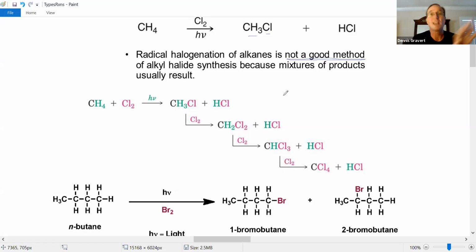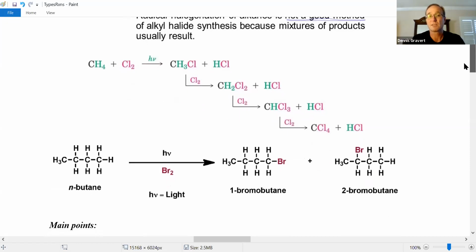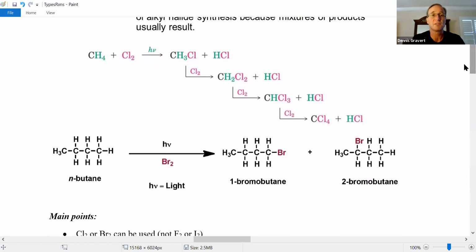All right, so this is not a good reaction to do in the lab because you're going to make multiple products. And it gets even worse. That's just for methane. What if you start with butane? Well, now which hydrogen are you going to substitute? One of the primary hydrogens at the ends? If you do, you make 1-bromobutane. But what about one of these hydrogens in the middle, the secondary hydrogens? You can do that too, and now you make 2-bromobutane. So now you're making mixtures again.